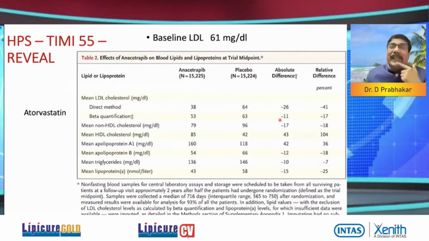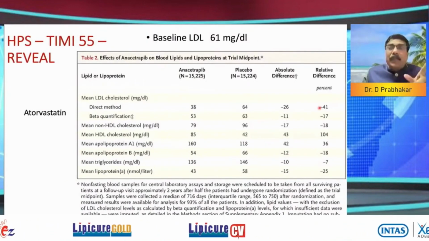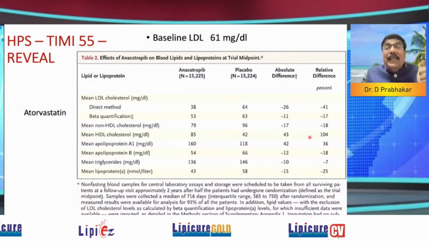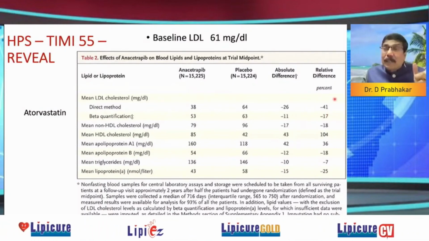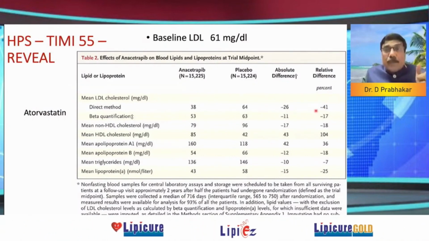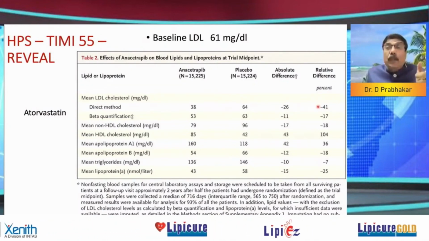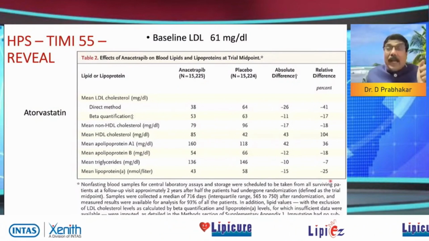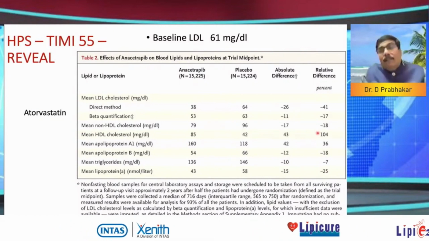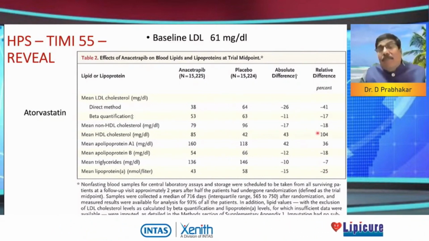And look at the LDL reduction. The direct method LDL reduction was 41%. But if you look at the beta quantification, it was actually 17%. Now, what is the direct method? In most of the places, we do an enzymatic or a homogeneous method, wherein here the LDL cholesterol reduction was 41%. Again, look at lipoprotein A reduction, 25%. HDL increase is 100%, but I think we are not looking at it anymore.